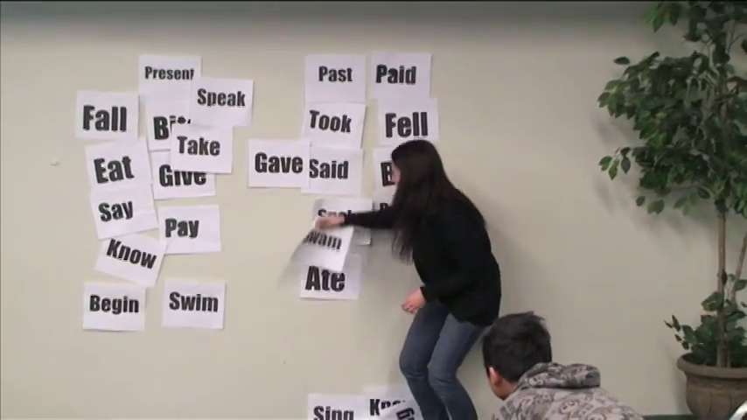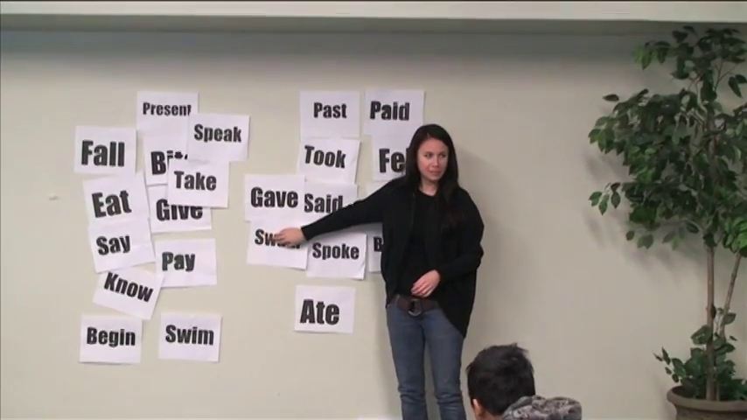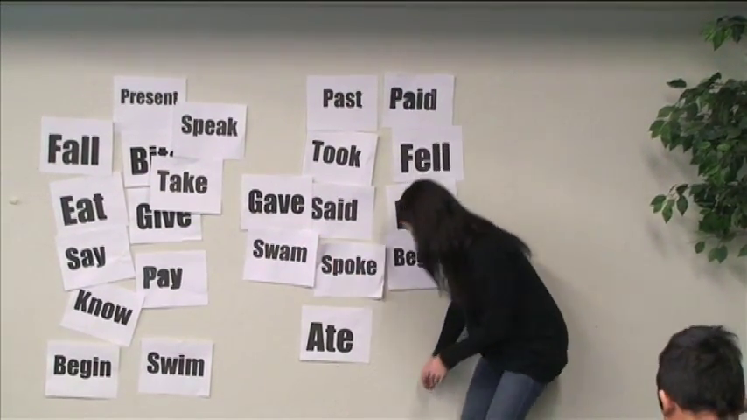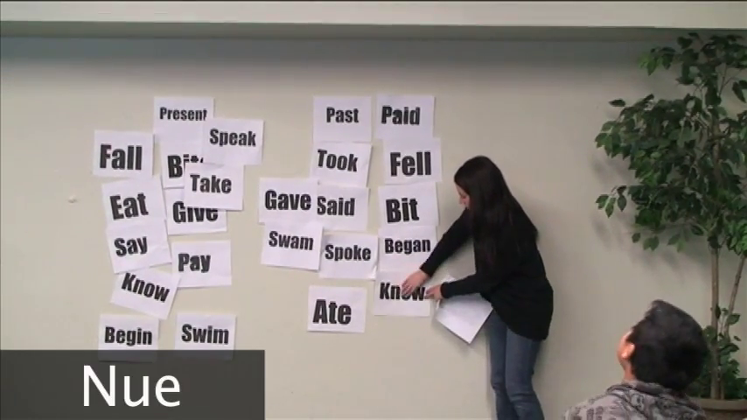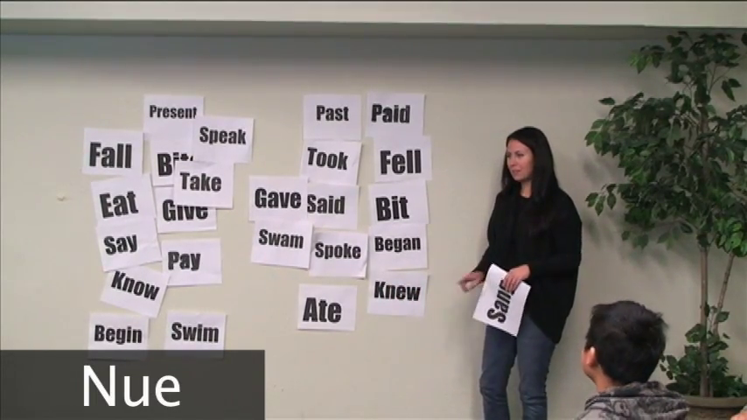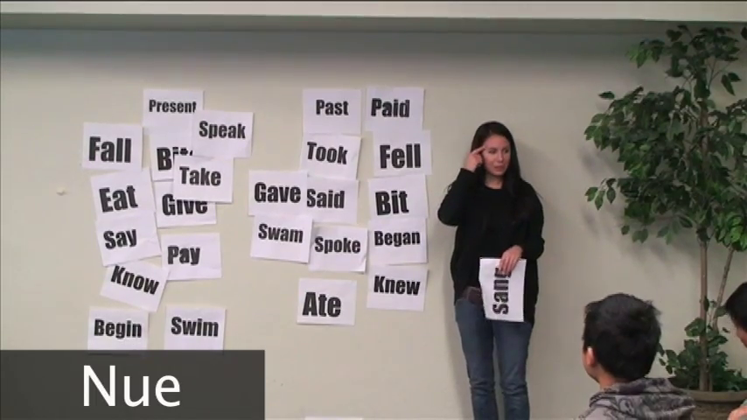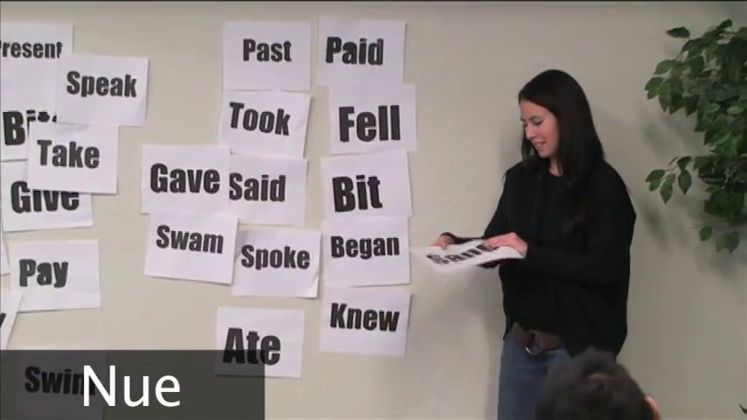Oh, it's down here. Swam. Present or past? Past. Billy swam at the local pool. What about this one? New. Past. What's the present of this one? Know. So this is he knew. Not like it's a new pair of shoes. This one, he knew.